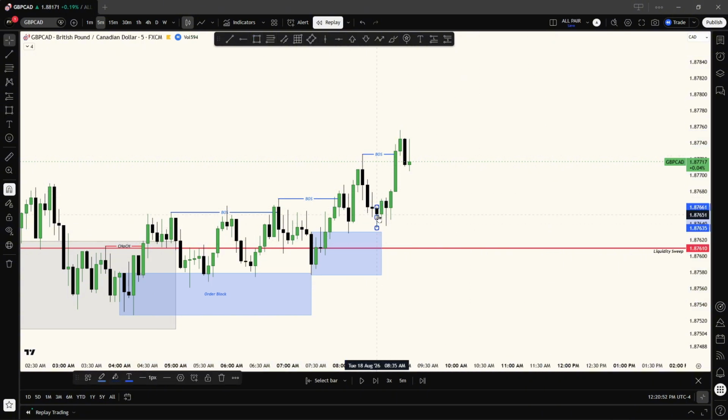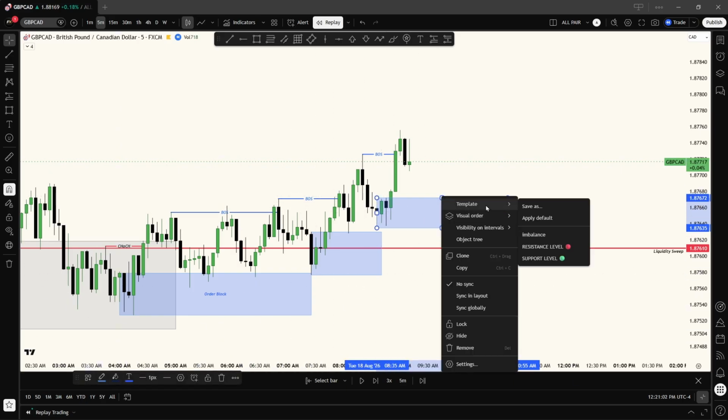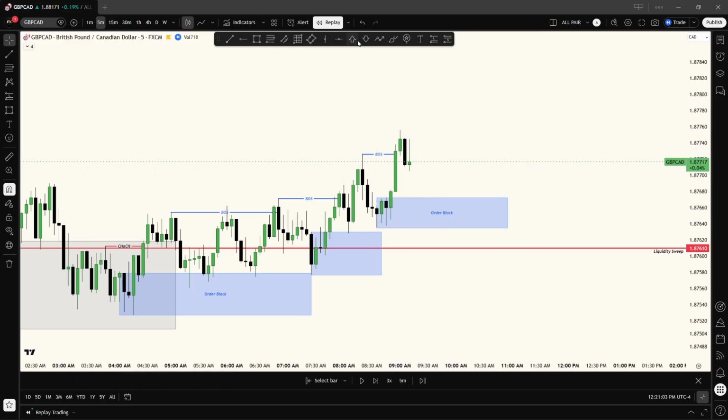Okay, so this last bearish candle right here, this is our order block zone. The reason this spot is so important is that it's where the big entries were actually placed. Think of it as the starting point of that whole move up.